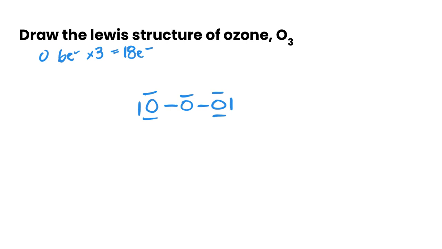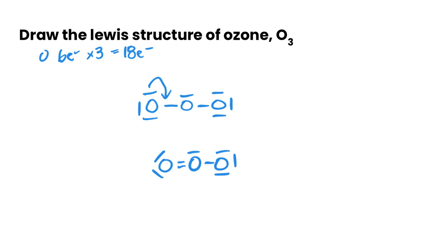So we are going to take one of these pairs of electrons here, and for some reason my eraser is not working, so I'm just going to draw it below instead, and we're going to share it as a double bond. So we're going to end up with a structure like this, where one oxygen is going to have a single bond to one oxygen, and then one oxygen is going to have a double bond to one oxygen. So this is our typical Lewis structure that we would draw.